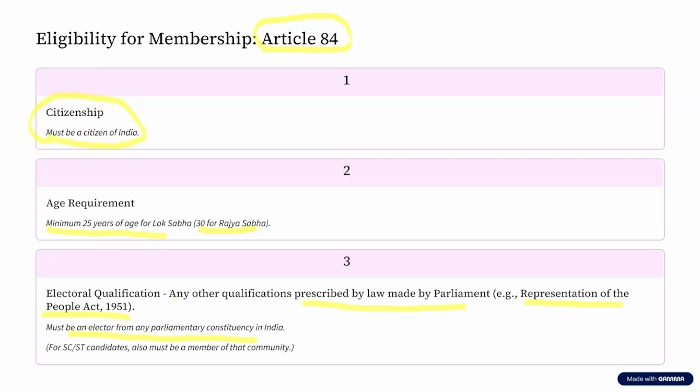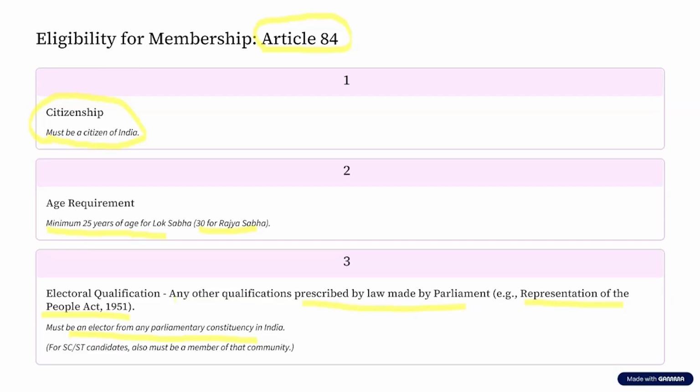For example, if a person wants to contest from the Lok Sabha constituency in Karnataka, can a person who belongs to the state of Haryana contest the election from Bangalore? The answer is yes. Why? Because his name is found in one of the parliamentary constituencies in India.